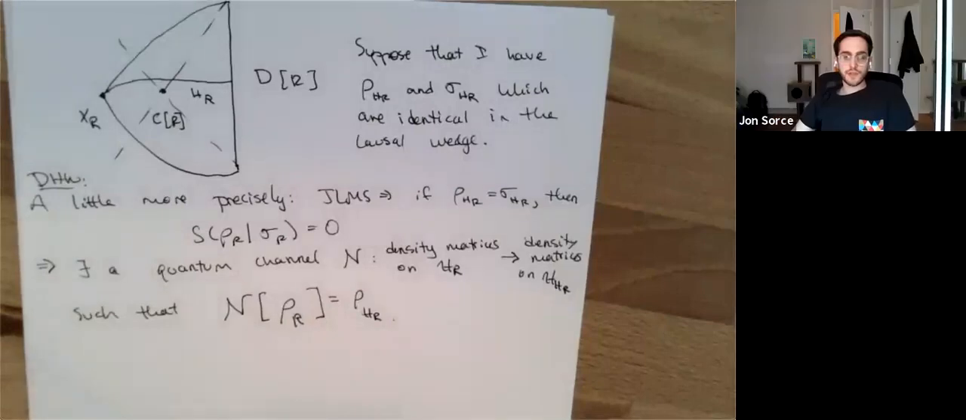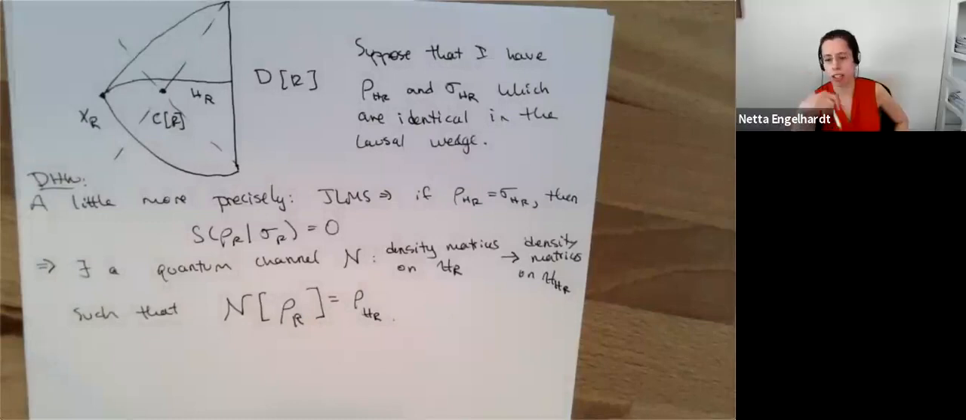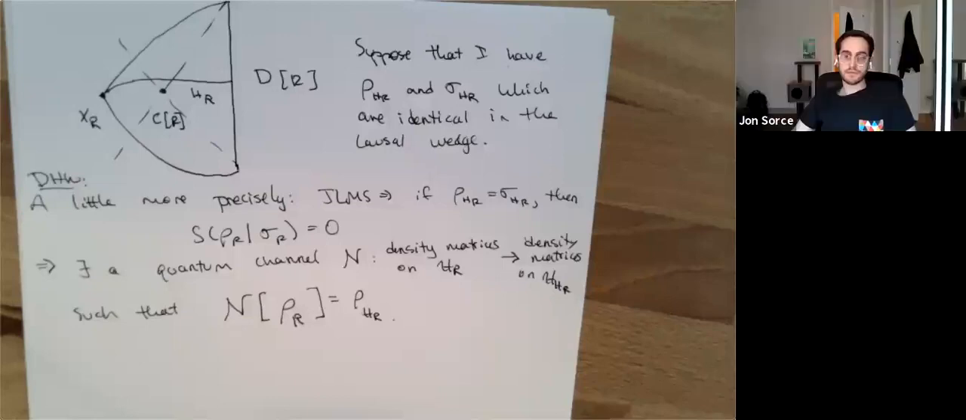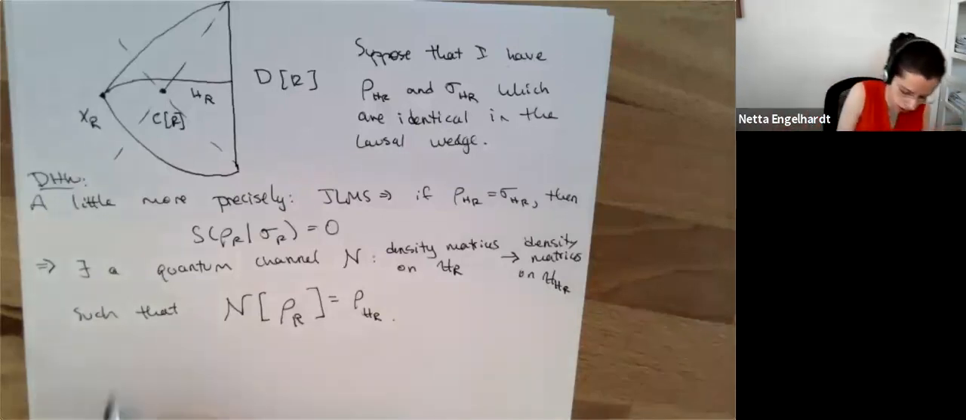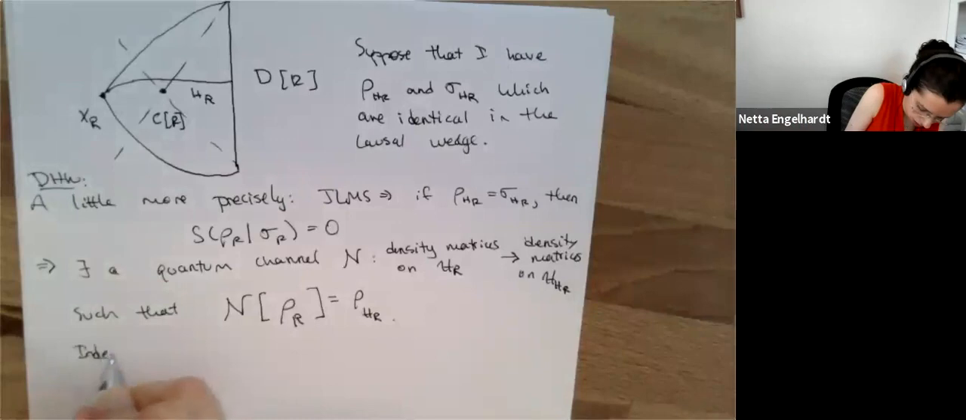Isn't it important that the same channel also does it for sigma? Because this is just trivially true. I could have a constant channel that sends everything to rho HR. I should have said there exists a single channel that will work for both. That's right. N is not rho dependent. And in particular, this shows you that indeed you can reconstruct.